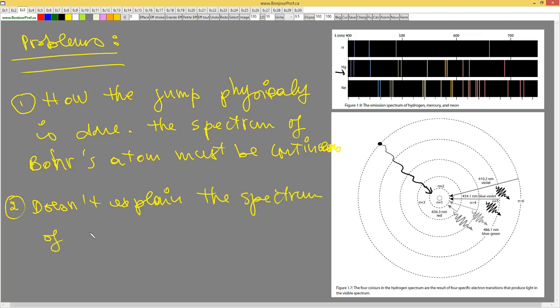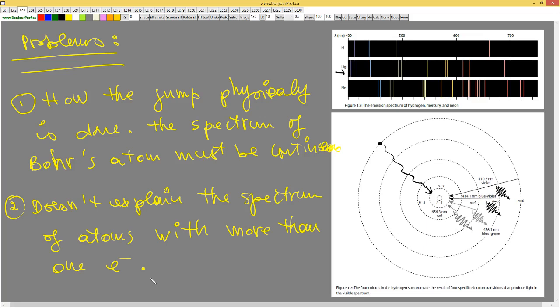the spectrum of atoms with more than one electron. So these are the two problems, and physicists said again, we made progress. Okay, we made progress, but Bohr's model must be improved. It is not the correct one because it doesn't explain everything.